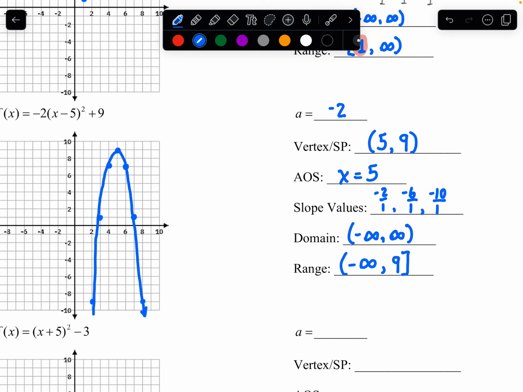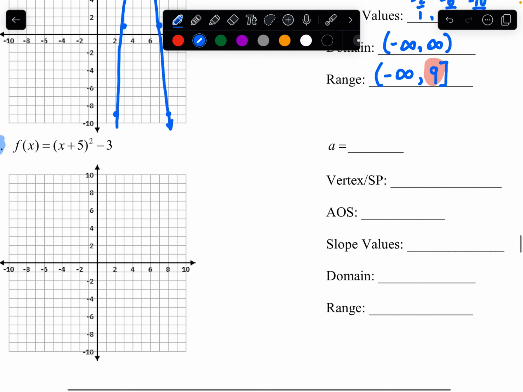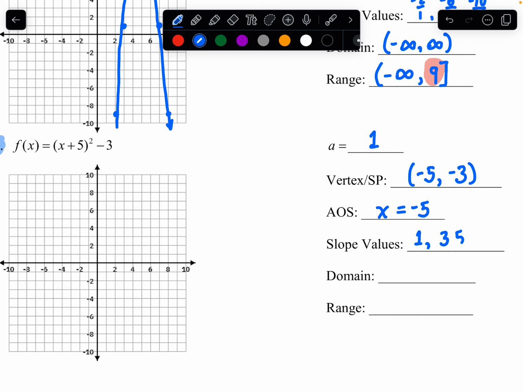Again, make sure that you're recognizing that this y coordinate of the vertex informs my range, but it's upside down, so you can think of it as upside down, the range gets flipped. All right, next one, we have another a value of 1. My vertex, we do the opposite of that, +5. -3 stays -3, it's outside the function. My axis of symmetry is -5, and we're just going to go 1, 3, 5.